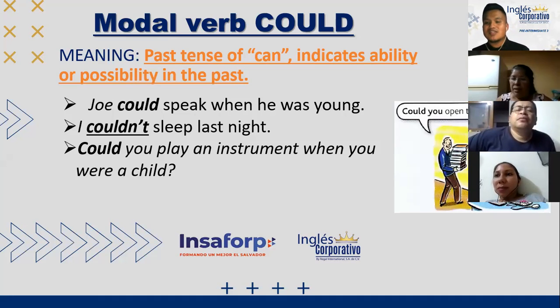Stephanie, Roxana, I heard you said the letter S. Do you remember the rule? Yes, it was a mistake. I'm sorry. Okay, so remember the rule. We do not modify the verbs, okay? So in the first example, we say Joe could speak English when he was young. So the modal verb could is telling you that he could. Él podía, Joe podía hablar inglés cuando era joven. Yes? It is the past form of the modal verb can. So let's see the next one.